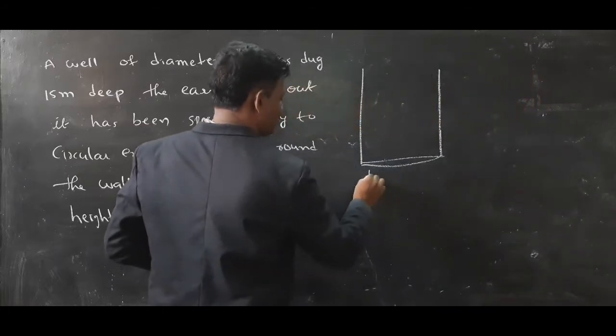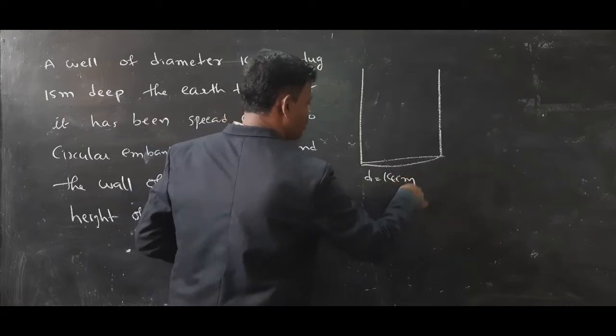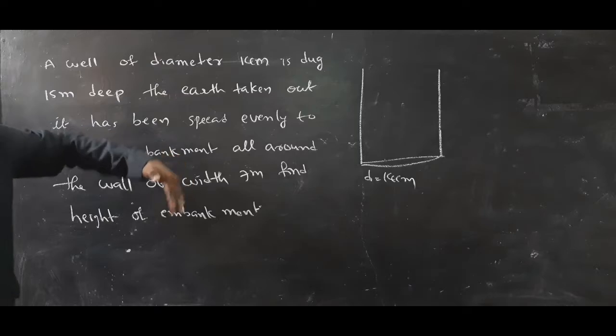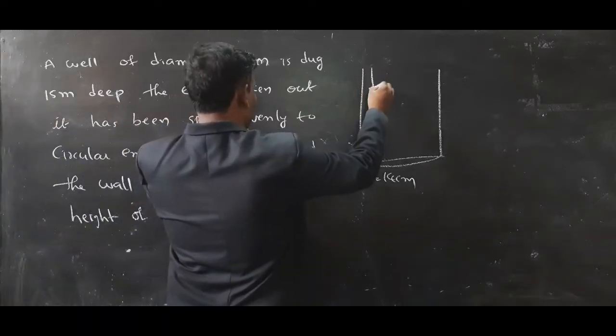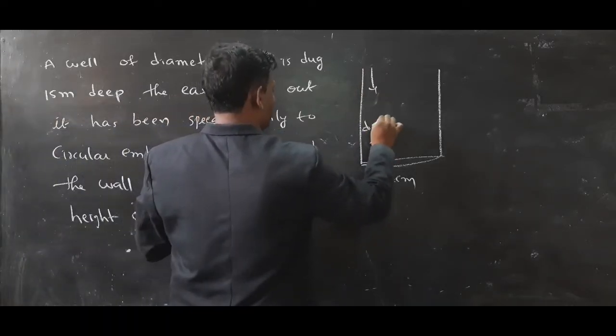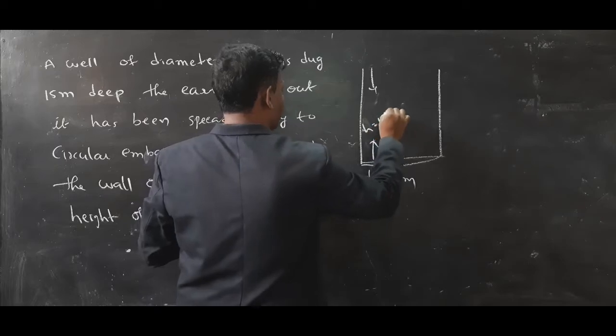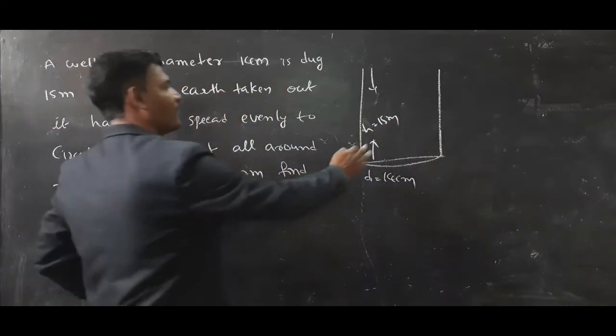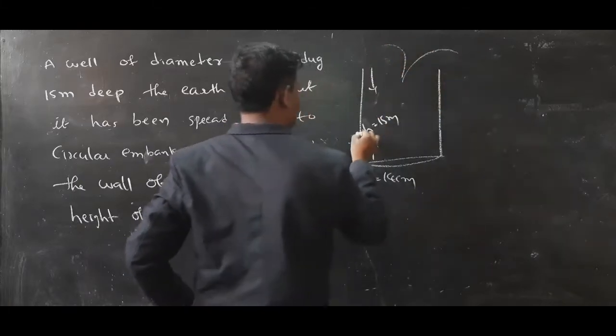What is the diameter? The diameter of that well is equal to 14 meters, and it is 15 meters deep. Deep is nothing but the height of that well. Height is equal to 15 meters. The earth is taken out of it.